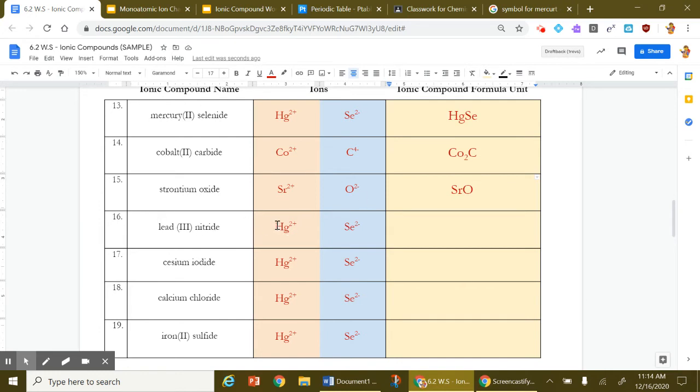On to the next one, lead 3. Now, lead is Pb, and it's lead 3, so it's 3 plus.